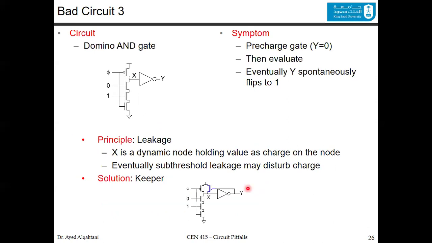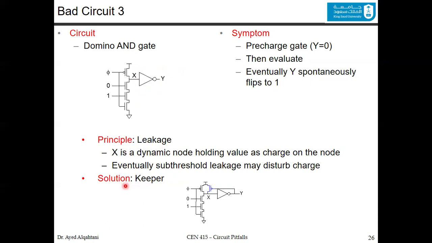Now the third circuit is a domino AND gate. This is a domino AND gate. And the symptom: you pre-charge the gate, Y equal to 0, then you evaluate. Eventually, the Y spontaneously flips to 1. You find this very surprising, but actually the problem is on the X, the one that is before the inverter. Again, the same issue: leakage.